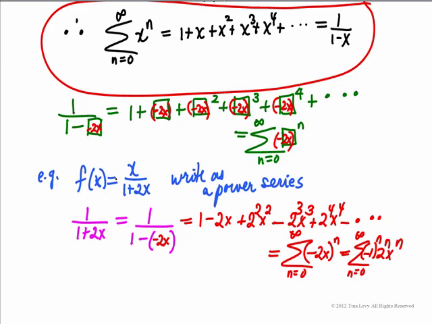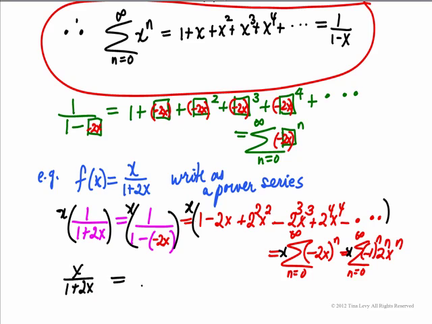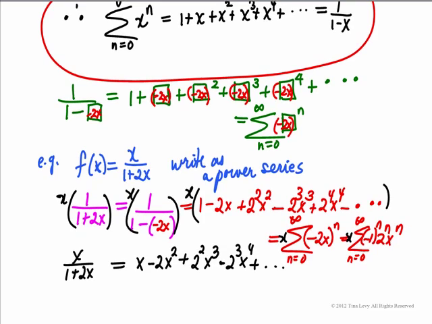I don't have f of x. I need the x on top. So I'm going to have to multiply x times all of this, which means I'm going to have to pull an x in there through this. In doing that, for the series x over 1 plus 2x, I'm just going to distribute the x through. It becomes x minus 2x squared plus 2 squared x cubed minus 2 cubed x to the fourth, and this will go on indefinitely.